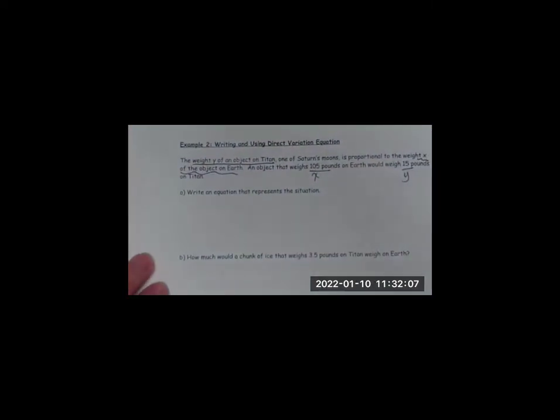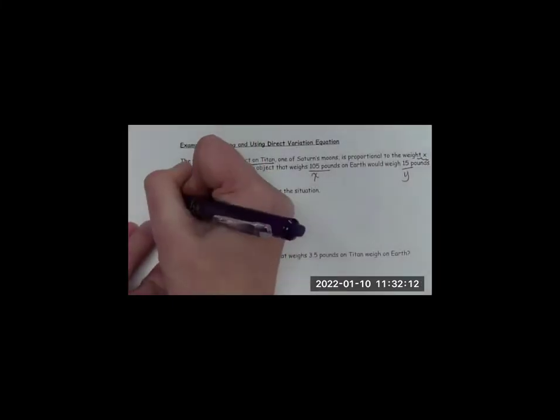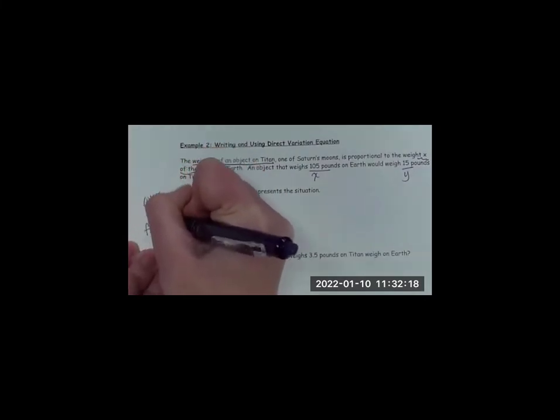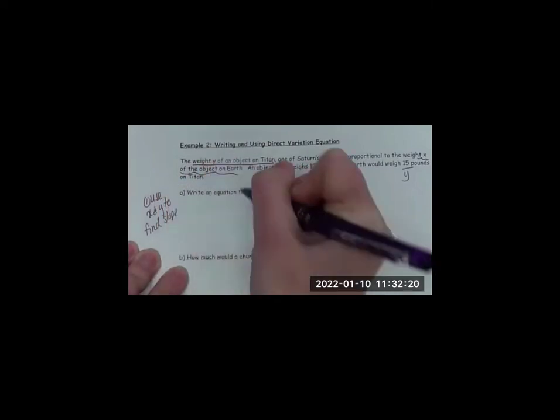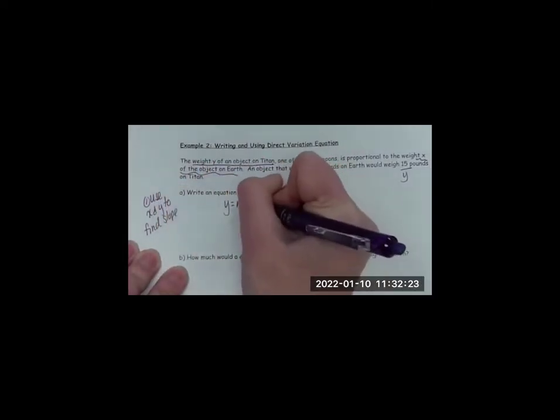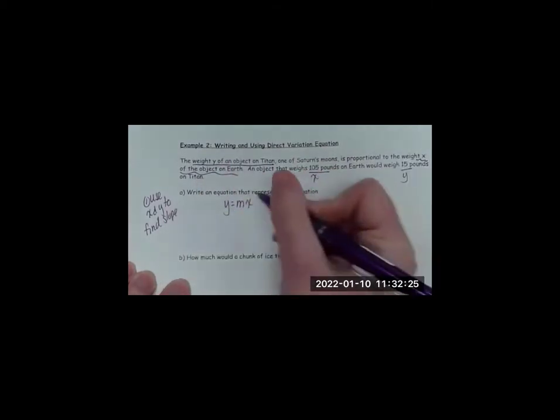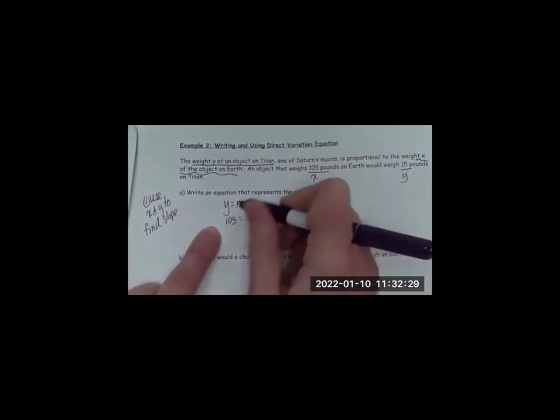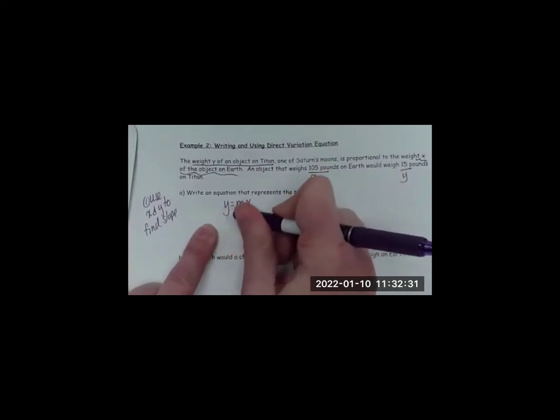So I need to write an equation here. So the first thing I'm going to do is use x and y to find slope, because as you recall, I need to use the equation y equals mx. So my y is 105. Whoops, I apologize. My y is 15.